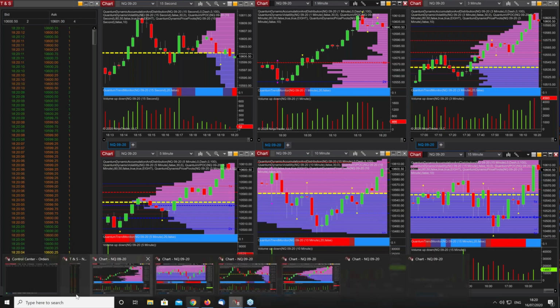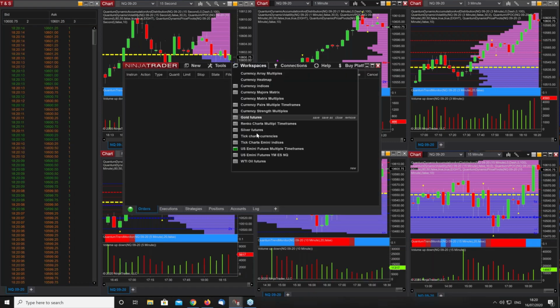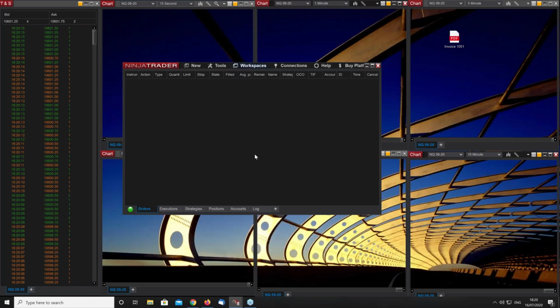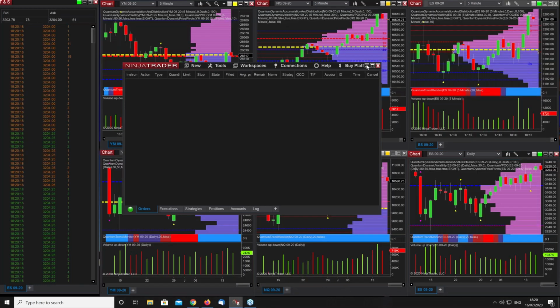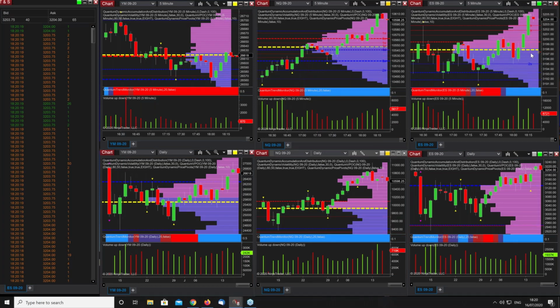Just see what's going on in the ES, see if it's doing the same thing. Yeah, pretty much. You can see the YM here is just struggling at the volume point of control, it's just not moving through. Absolutely no momentum. It's all very weak price action, but there are moves.